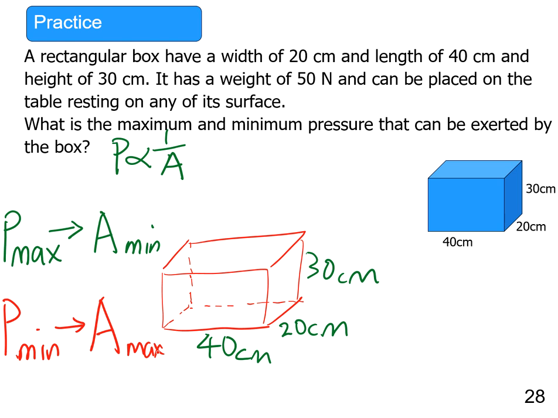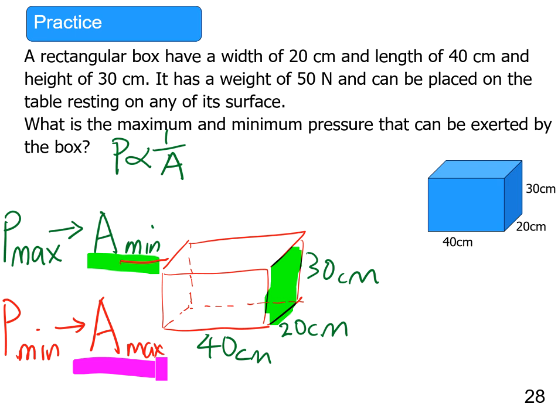So if you want a minimum contact area, I'll use the green color. So minimum contact area is this one here, because this area is the smallest. So if you let the box rest on this side, you tilt it such that it rests on this side, then your pressure will be the biggest. If you want the smallest pressure, you will need to have the largest contact area.